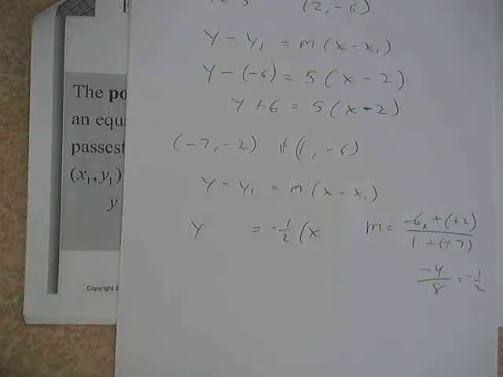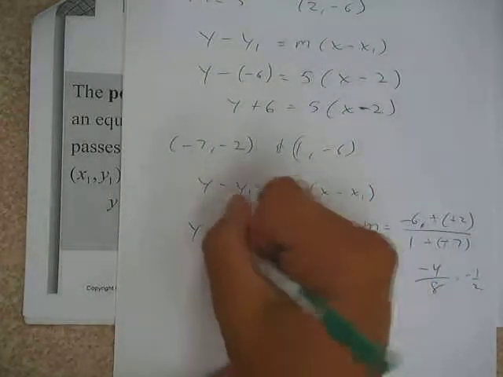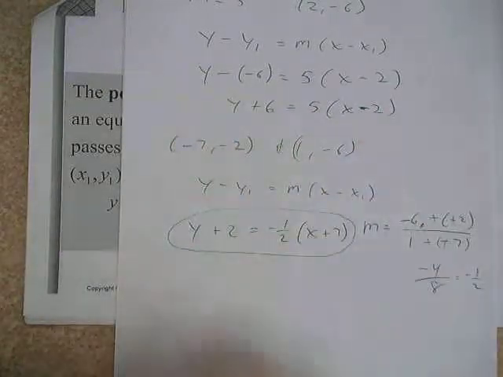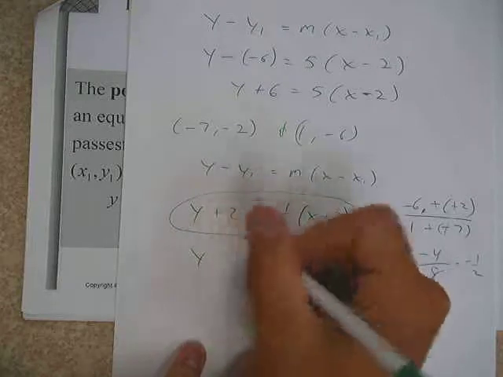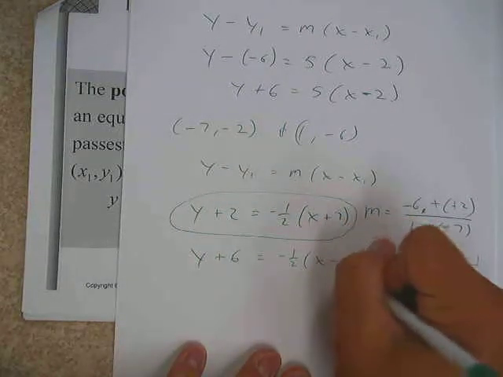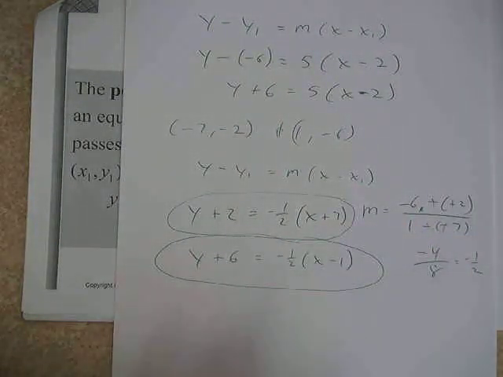Okay. So if we got -1/2, then the only other issue is we just have to decide which point to use. And again, it's totally up to us. You can use whichever one you want. So if you chose to use the first point, you would have y plus 2 equals -1/2 times x plus 7, and that would be just fine as your answer. Okay. If you chose the other one, you would have y plus 6 equals -1/2 times x minus 1. Okay. And that would be equally right. Both of those equations are the same. Questions so far?